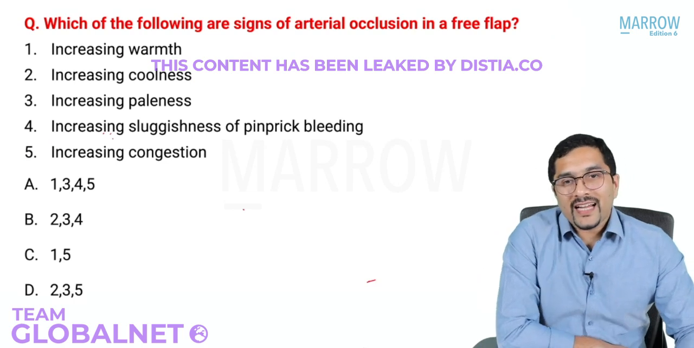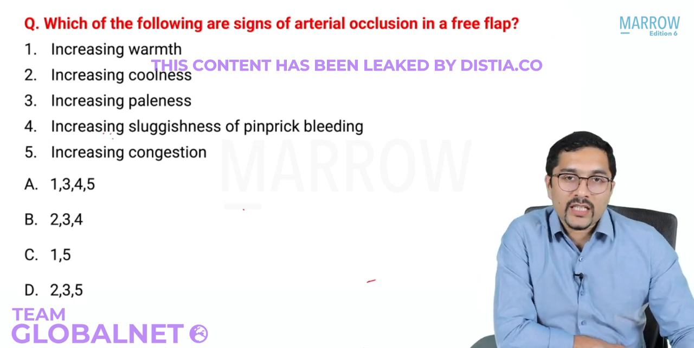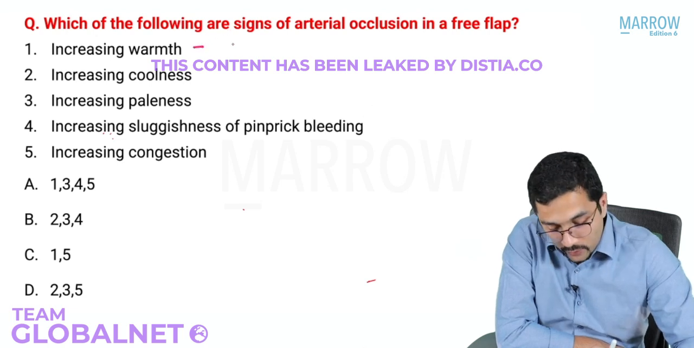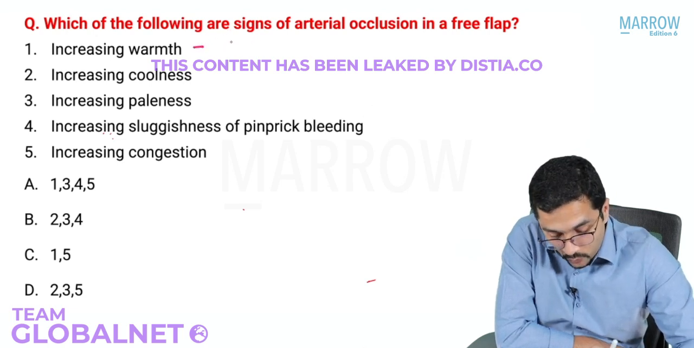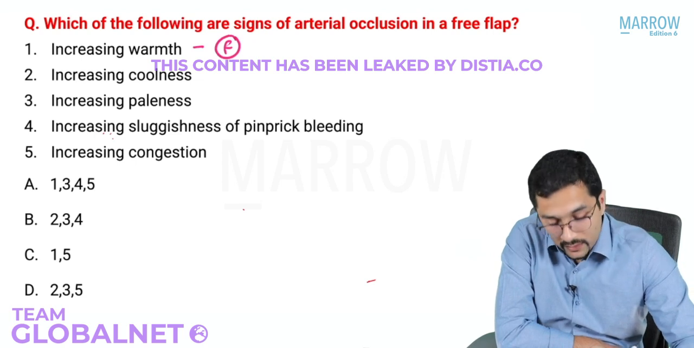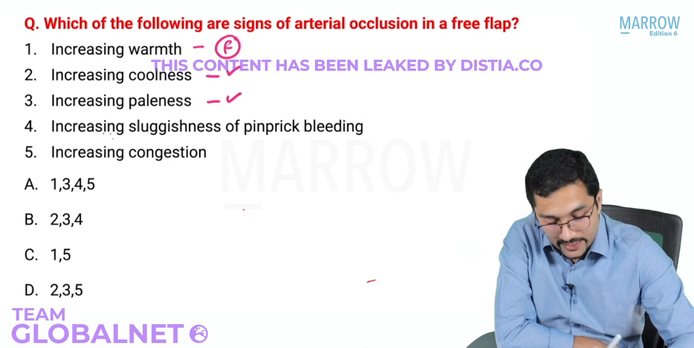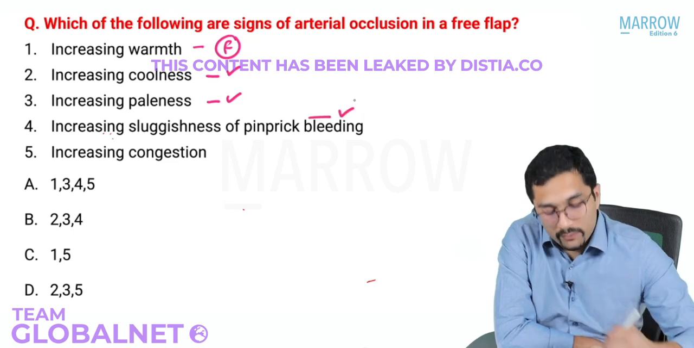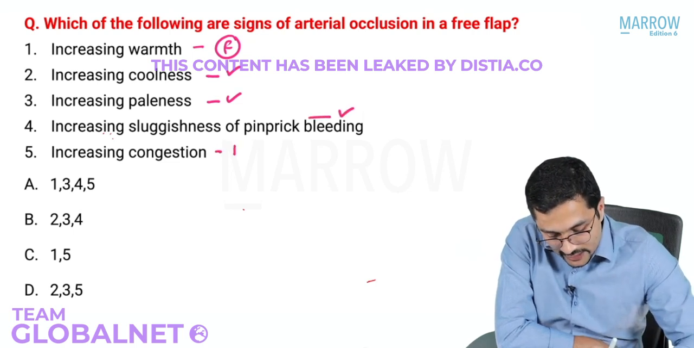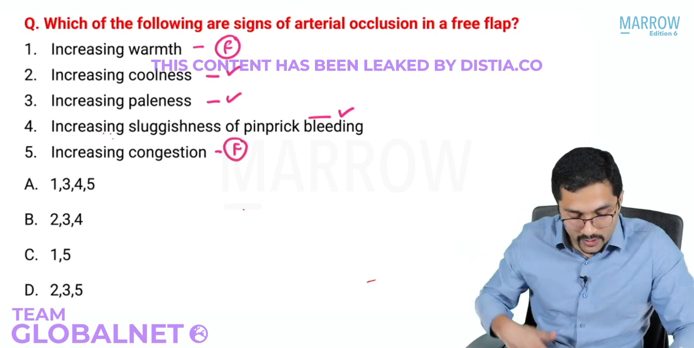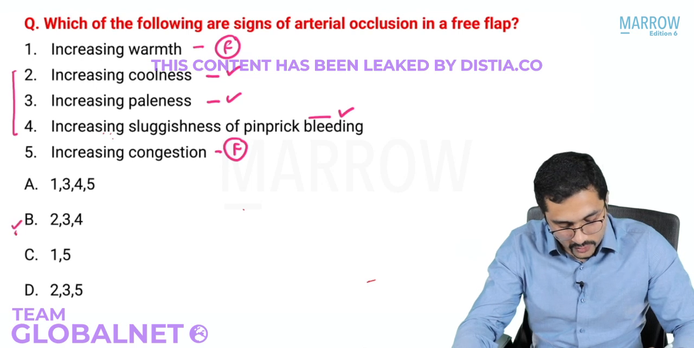Which of the following are signs of arterial occlusion in a free flap? So increasing warmth. No, if the artery is blocked, the flap would be cold. So this is false. This is correct. The flap would be pale. That is correct. Sluggishness on pinprick bleeding is correct. Increased congestion is also false. This will also be a sign of venous blockade. Okay. So 2, 3 and 4 are correct.